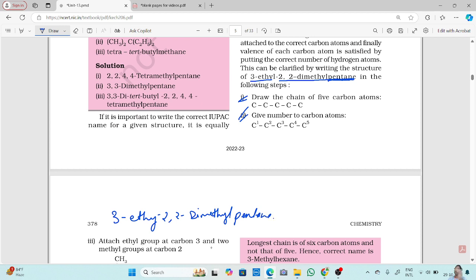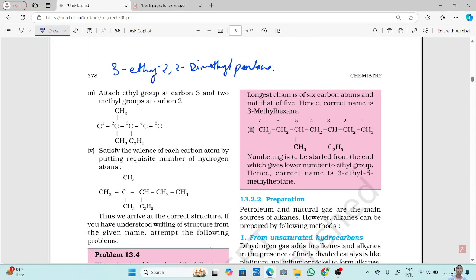Right? Now first we have drawn a 5 carbon chain, then we have numbered them. In the third step, attach an ethyl group at carbon 3 and 2 methyl groups at carbon 2. Now you have 3-ethyl and 2,2-dimethyl. So on the second carbon, you will attach 2 methyl groups, and on the third carbon you will attach the ethyl group. Once this is done, the last step is that you have to satisfy the valency of the carbon.